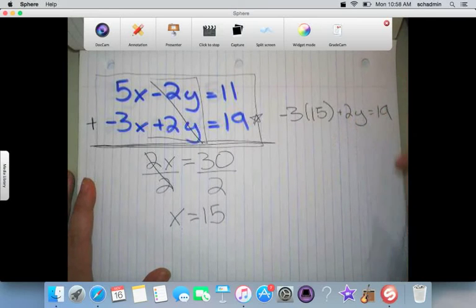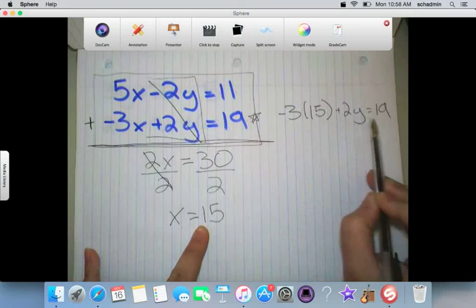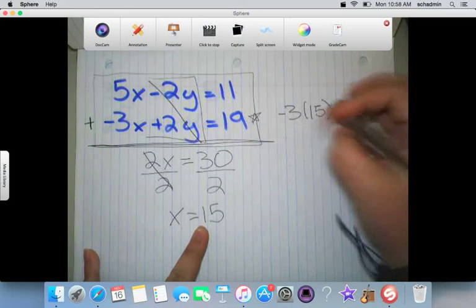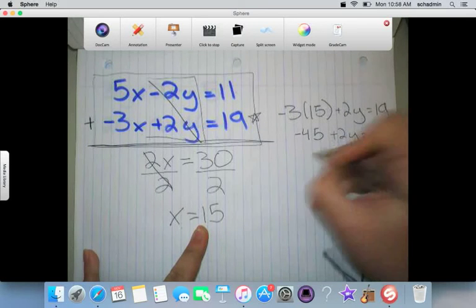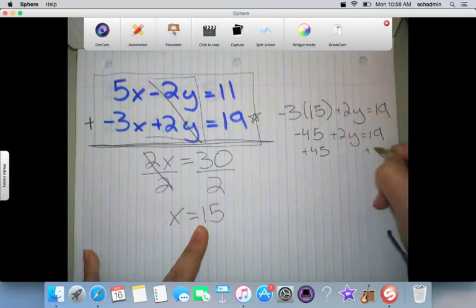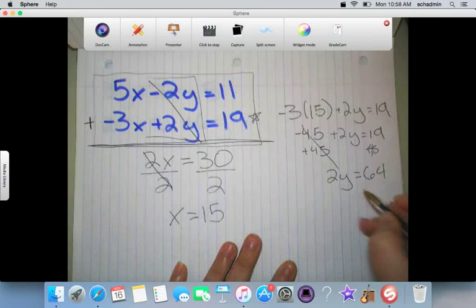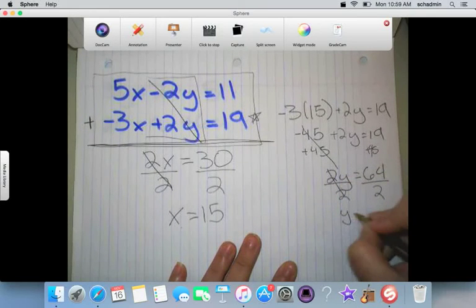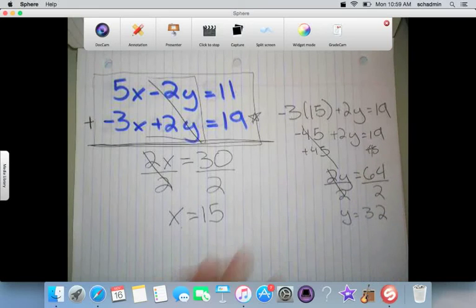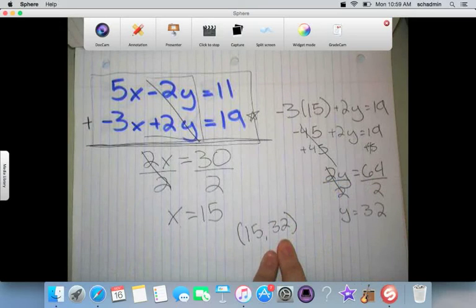Okay, so you end up with negative 3 times 15, because we know that x equals 15, plus 2y equals 19. Okay, negative 3 times 15 is negative 45, plus 2y equals 19. We're going to add 45 to both sides. Oops. And we'll end up with 2y equals 64. And to get y by itself, we're going to divide by 2. Do it to both sides. And y is going to end up equaling 32. So your final answer is 15, 32, is the point that these two would cross.